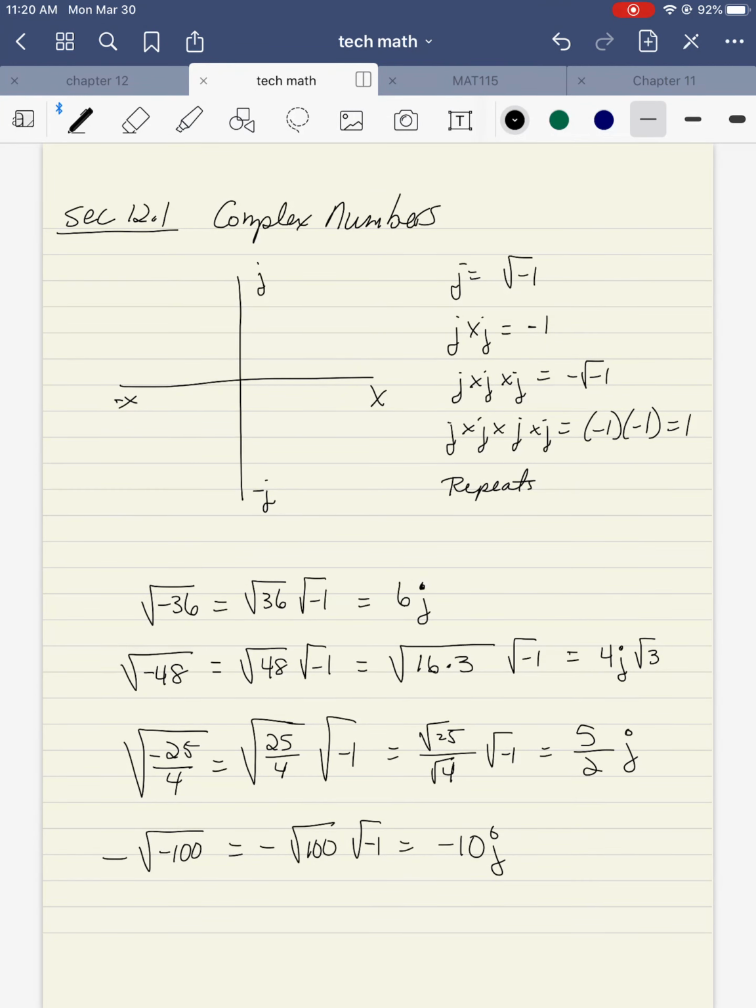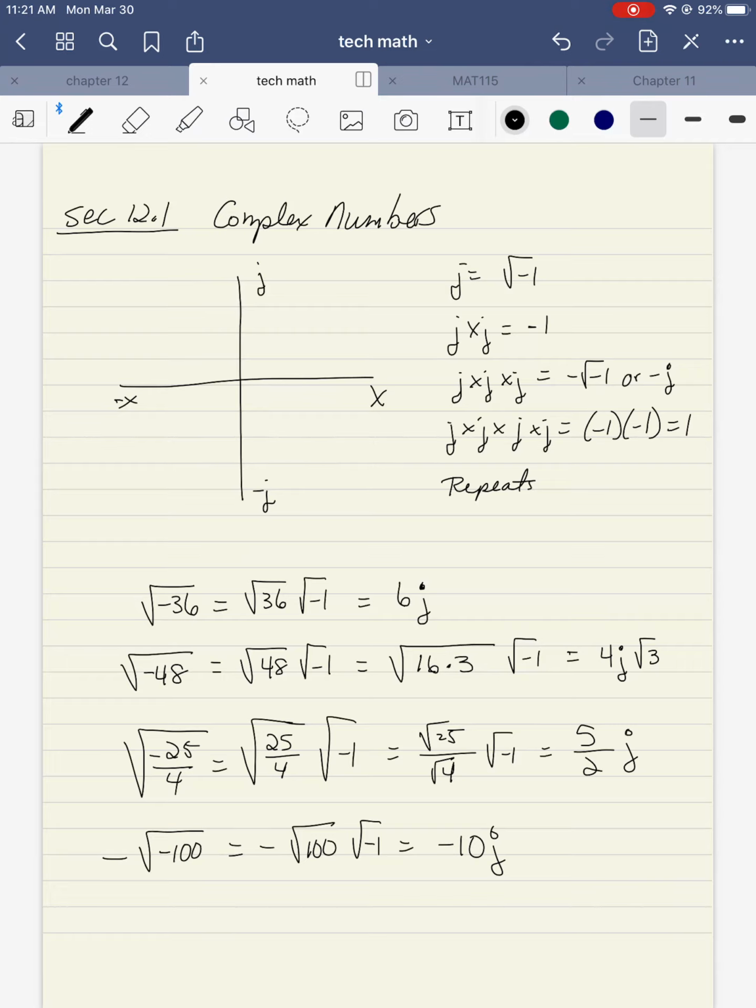Section 12.1, Complex Numbers. Here we have the complex plane, which consists of the x-axis, which is positive real numbers, and the j-axis, which are your imaginary numbers. j is equal to the square root of minus 1. j times j is equal to minus 1. j times j times j is minus the square root of minus 1, or minus j. j times j times j times j, since j times j is minus 1, it's going to be minus 1 times minus 1, which is a 1, and then it repeats.